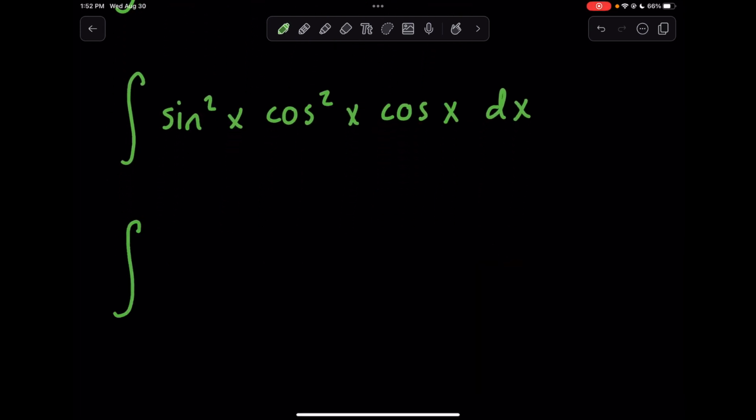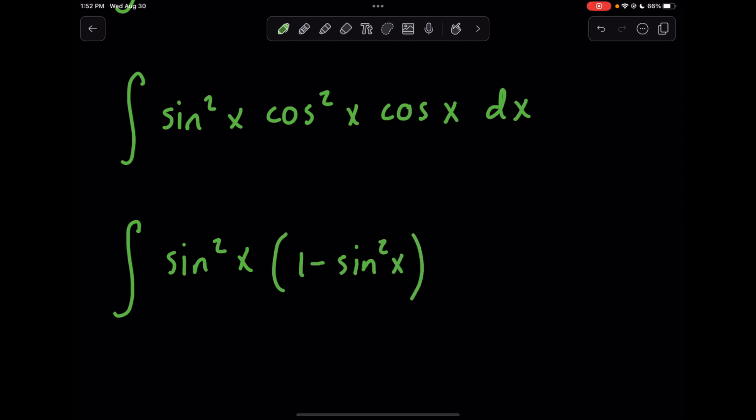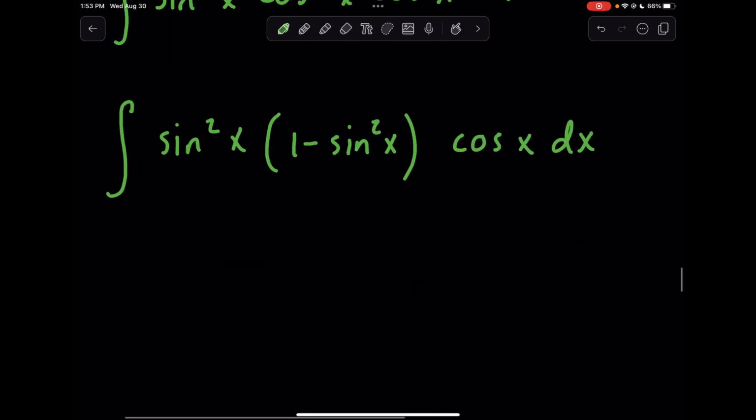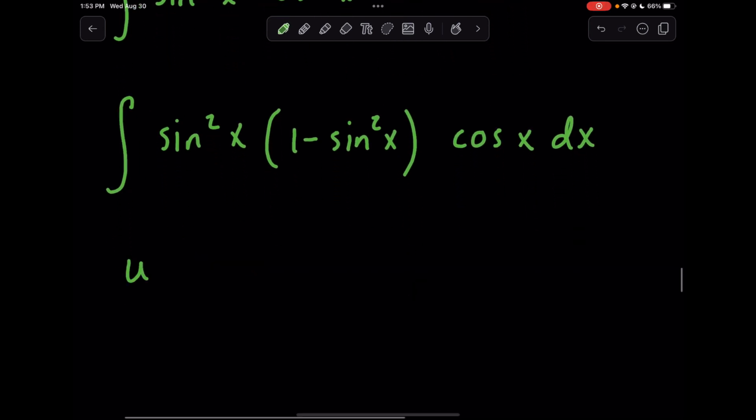So now we'll apply our trig identity. We'll say sine squared x times 1 minus sine squared x, which is equivalent to cosine squared x, times cosine x dx. And from here we can do our u sub. So we'll set u equal to sine of x, and du will be cosine x dx, getting rid of that extra cosine at the end.